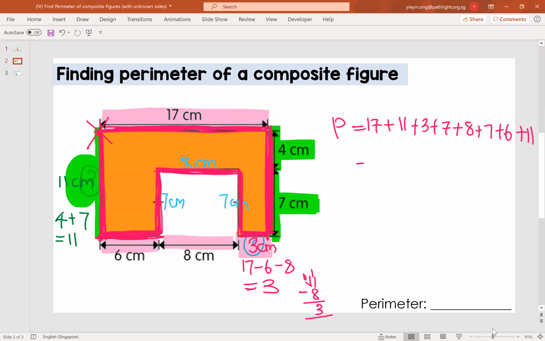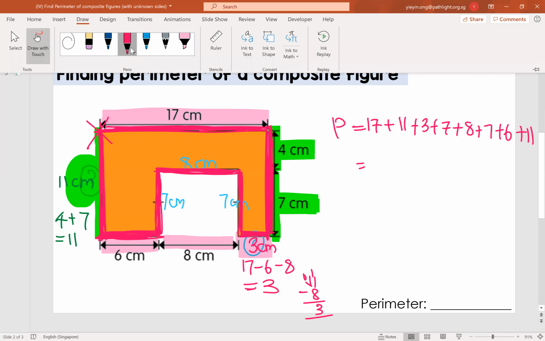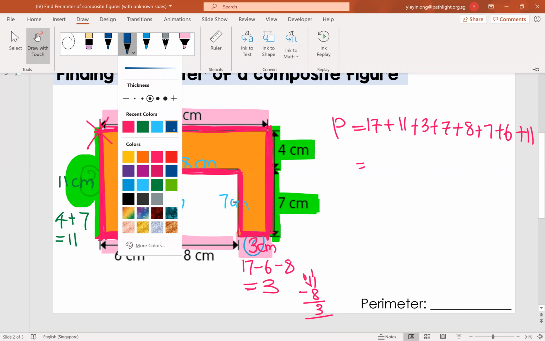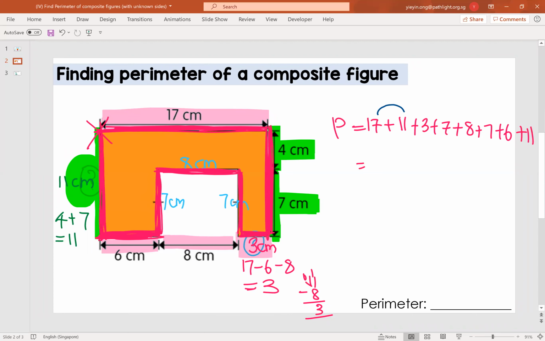So there are so many numbers here. What I need to do is I'm going to group them up so that it's easier for me to add. So I'm going to group 11 and 17. That will give me 28. Then 3 and 7 gives me 10. 8 and 7 gives me 15. And 6 and 11 gives me 17. So now I have lesser numbers. I can add them up easily.